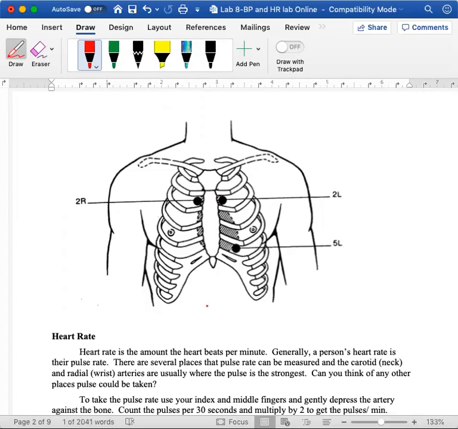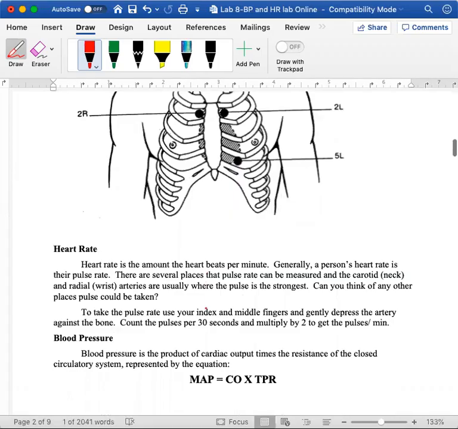Then we would move on to figuring out pulse rate and blood pressure, right? So pulse rate, obviously we've taken pulse rate before in lab, but just to reiterate, it's your index and middle finger. You're going to press against your radial artery, against your radius, and you're going to count the pulses for 30 seconds and multiply by 2, or you can do 15 seconds and multiply by 4 to get your beats per minute.